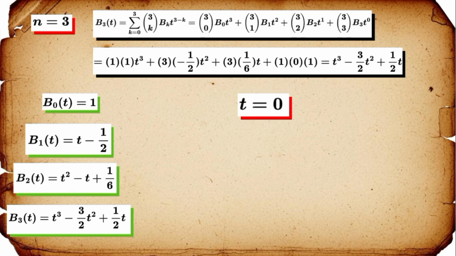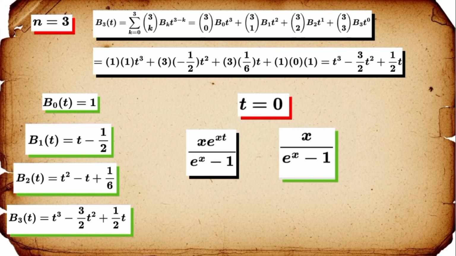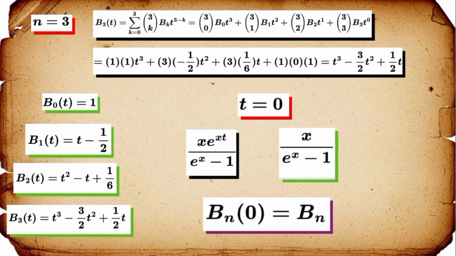Notice that if we set t equals 0 in the generating function, x times e to the xt over the quantity e to the x minus 1, it reduces to x over the quantity e to the x minus 1, the generating function for the Bernoulli numbers. Correspondingly, if we set t equals 0 in the Bernoulli polynomials, we get the Bernoulli numbers. b sub n of 0 equals b sub n. This concludes the derivation of the exponential generating functions for both the Bernoulli numbers and the Bernoulli polynomials.